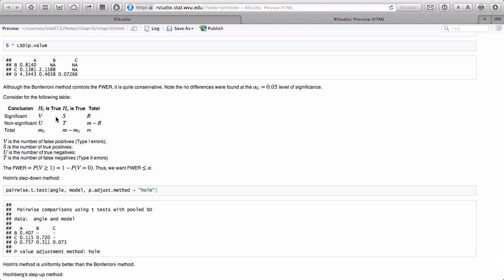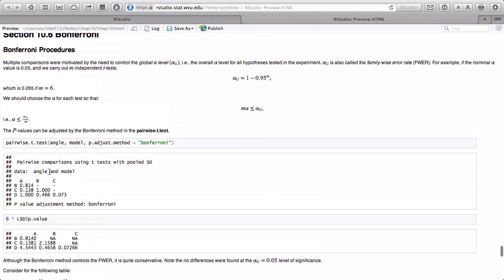And so if you look at the probability V is greater than or equal to 1, which is the probability you make at least one false positive, if we can control that at the 0.05 level, that's what we call the family-wise error rate. And that's equal to 1 minus the probability V equals 0. And I just wanted to point out one thing that I may not have emphasized enough. If you go back and look at this particular calculation, where did that come from?